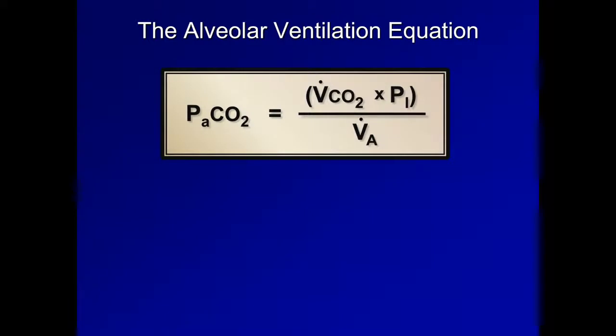This equation states that the PaCO2 is equal to the rate of carbon dioxide production, denoted as V.CO2, times the total pressure of inspired air, divided by alveolar ventilation, denoted as V.A. Alveolar ventilation, which is a measure of the rate of delivery of inspired air to perfused alveoli, is equal to the respiratory rate times the difference between the tidal volume and dead space.